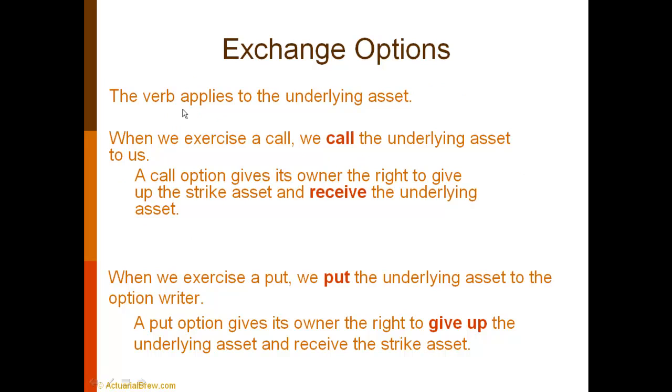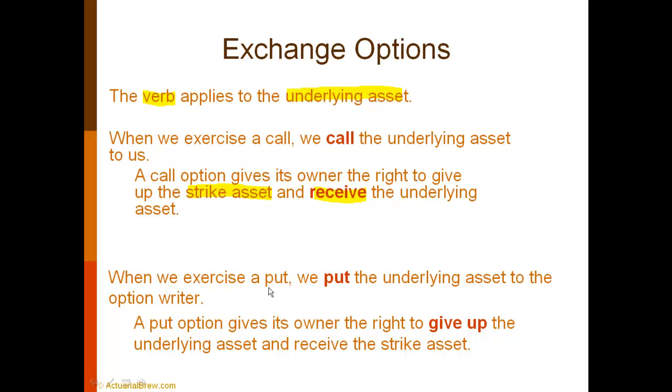When thinking about call and put options, I think it's helpful to remember that the verb applies to the underlying asset. So for example, if we exercise a call, we call the underlying asset to us, that is, we bring it to us. We receive the underlying asset when we exercise a call option, and we give up the strike asset. I oftentimes like to use the words get and give up. So with a call option, we would get the underlying asset, and we would give up the strike asset. Actually, to be a little more specific, we have the option to get the underlying asset and give up the strike asset. And of course, we'll only do that if the underlying asset has a value that is greater than the strike asset.